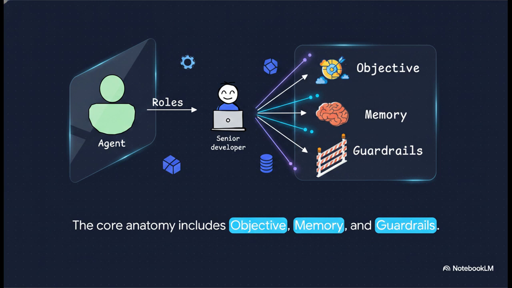But to keep that persona on track, we need strict guardrails. I mean, if you build an AI-powered legal assistant, you absolutely cannot have it quoting outdated laws or just making things up. Guardrails are those hard structural limits that prevent the agent from hallucinating or going completely off script.